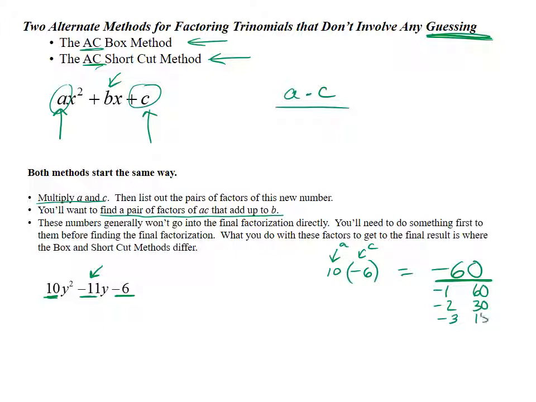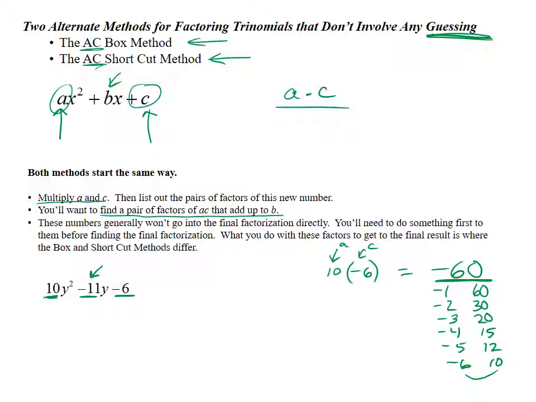Negative 3 and 15. Oops, 15 is wrong. I'm jumping ahead in my brain. Negative 3 and 20. Negative 4 and 15. Negative 5 and 12. And negative 6 and 10. If I try 7, 8, and 9, they won't factor into 60, and that loops me back around to 10. So these are all the factors of negative 60.